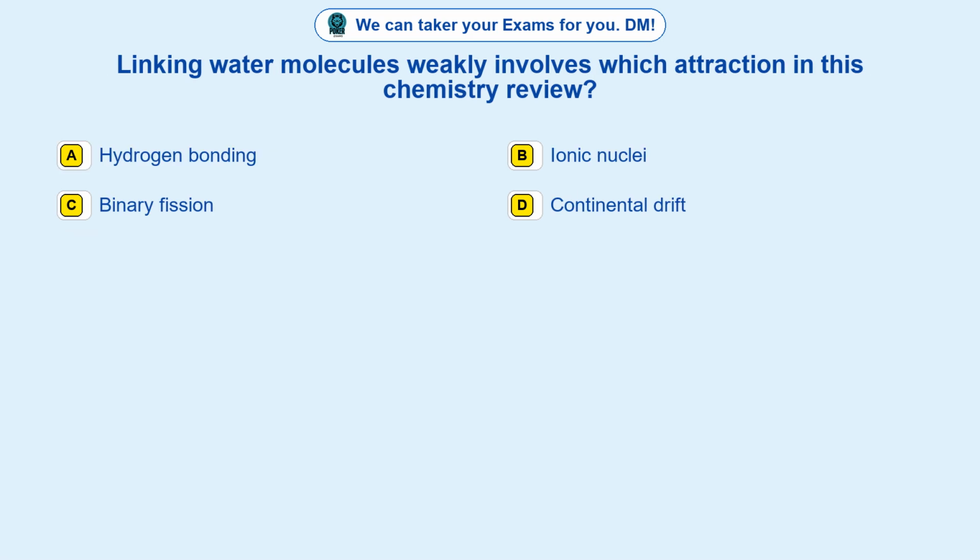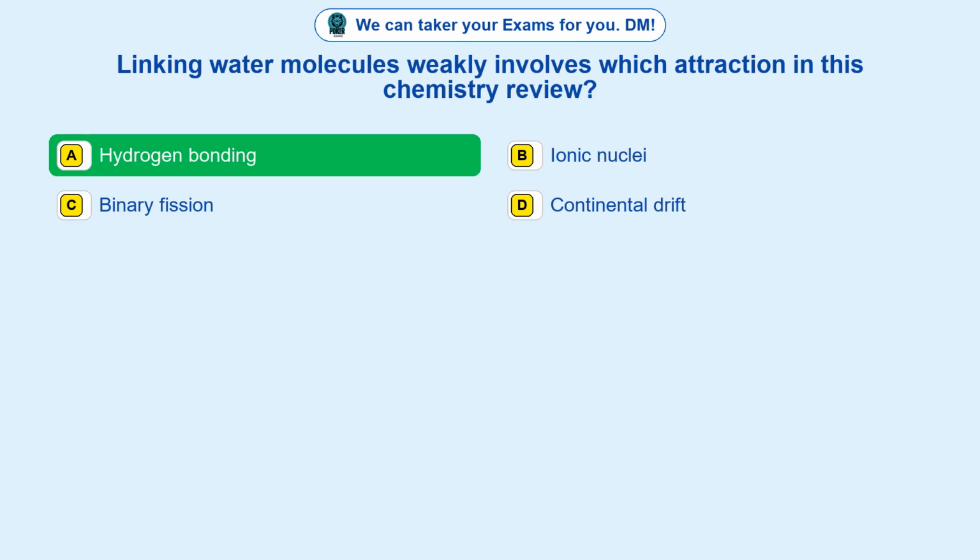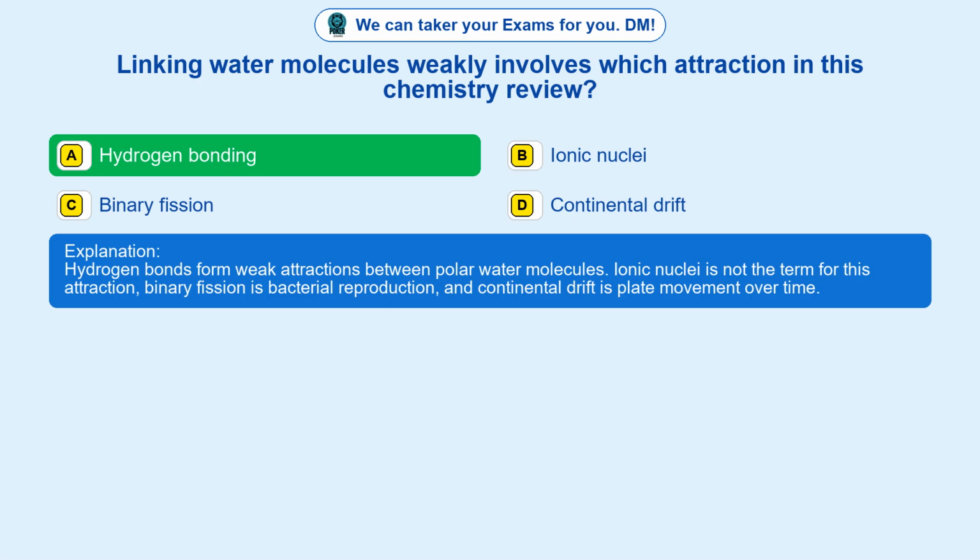Question 51. Linking water molecules weakly involves which attraction in this chemistry review? Option A, hydrogen bonding. Option B, ionic nuclei. Option C, binary fission. Option D, continental drift. The correct answer is option A, hydrogen bonding. Hydrogen bonds form weak attractions between polar water molecules. Ionic nuclei is not the term for this attraction, binary fission is bacterial reproduction, and continental drift is plate movement over time.